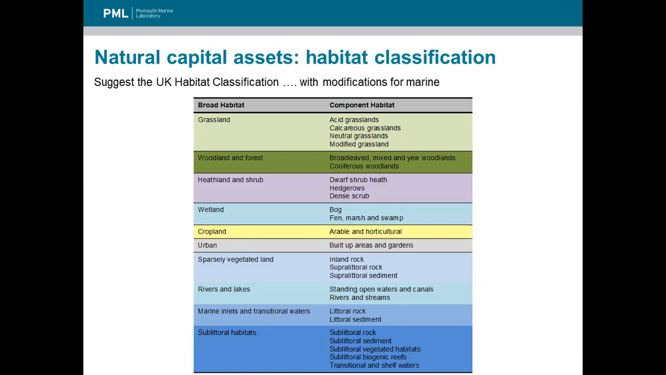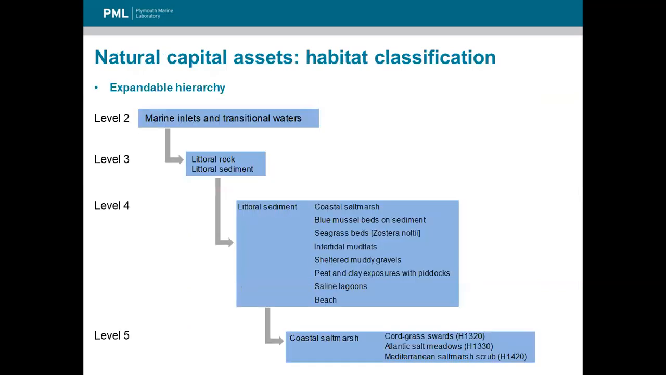Now, obviously, the UK habitat classification only goes as far as the intertidal areas, so we've had to add in a classification of sublittoral habitats. And the other advantage of the UK habitat classification is that it's an expandable hierarchy. This allows for what I was talking about, the flexibility and allowing for different contexts and different levels of resource. Because, for example, you have at the high level the marine inlets and transitional waters category, but that splits down into rock and sediment, and then your sediments split further into things like salt marshes and mudflats and lagoons, and then you can even get down at the lowest level to different types of salt marsh.